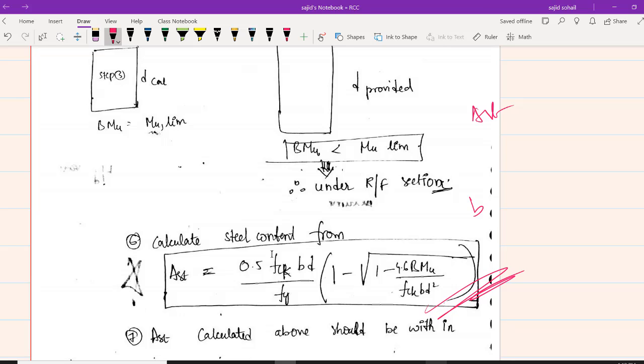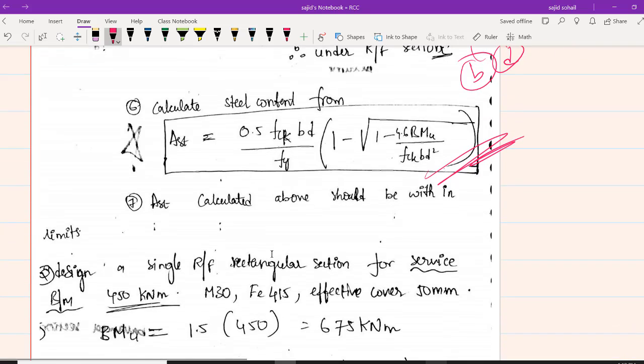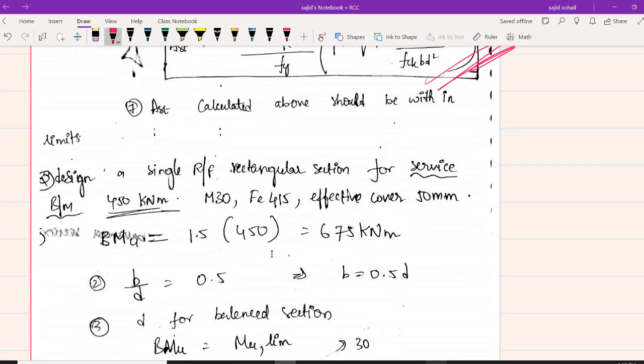आपका steel आ गया, आपका B आ गया, आपका D आ गया. D कैसे आएगा? BMU equals MU limit. You just have to substitute. You will get your D value, and B you can take as 0.5 times your depth. Or you can take any value between 0.3 to 0.7, but generally 0.5 ले लेना if nothing is given. So end of story. Once you got your steel, the problem is solved.